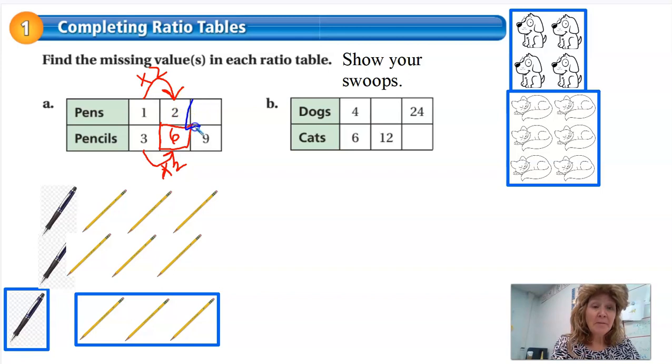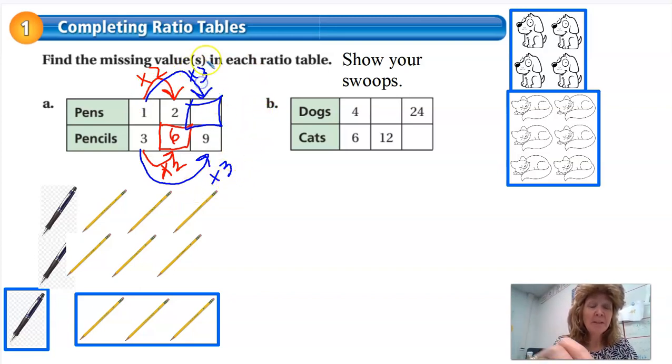Now for the next example, I'm going to use a different color. This time the number of pens is missing, but I know I have 9 pencils. So when I go from 3 to 9, it's a times 3 pattern. And when I go from 1 to blank, I have to use that same multiplication pattern, times 3. It's like multiplying by a giant 1.